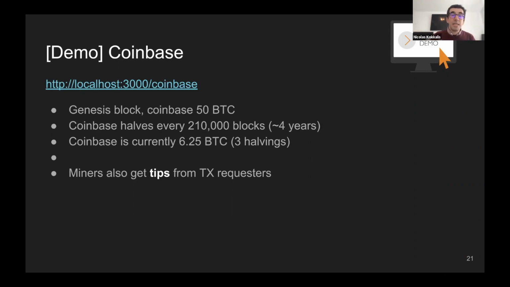And in the beginning, the Coinbase was 50 Bitcoin per 10 minutes, basically 50 Bitcoin. And it halves every 210,000 blocks, which is roughly every 4 years. So it has halved 3 times so far, and currently the Coinbase is 6.25 Bitcoin.